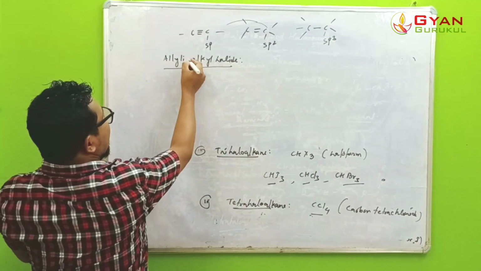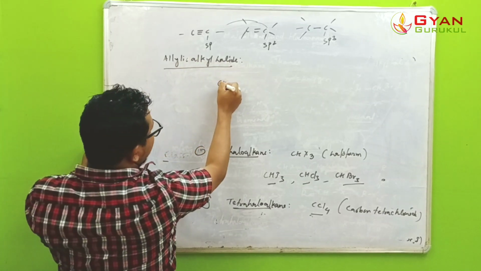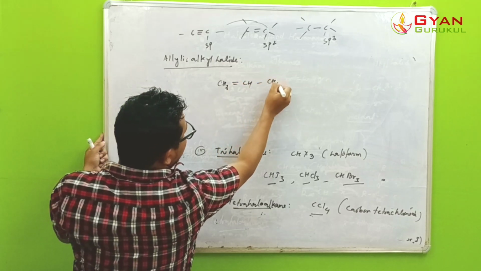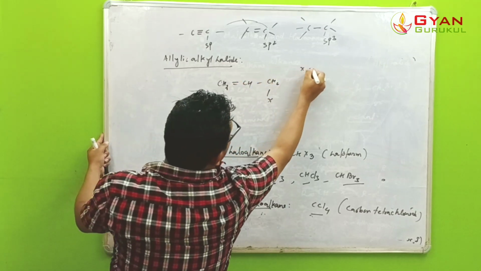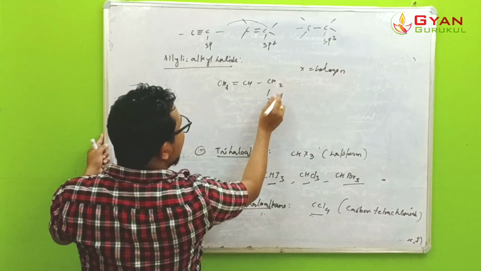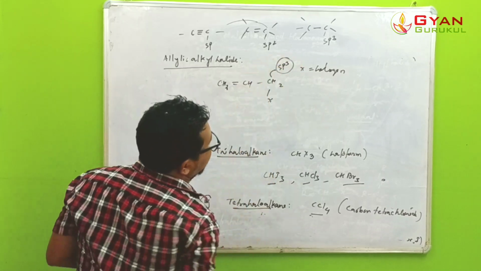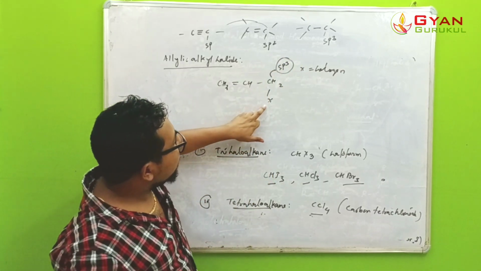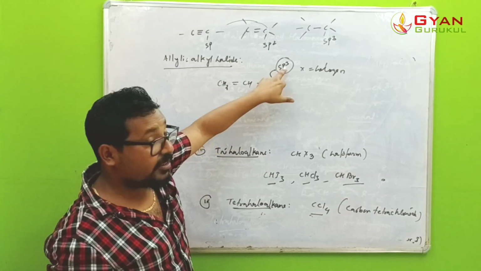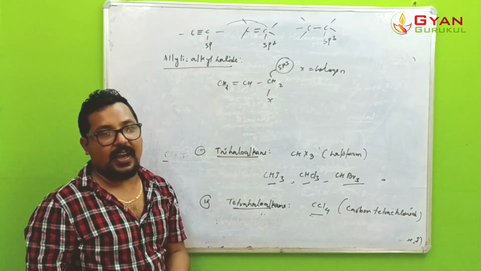So you see allylic alkyl halide. What kind of alkyl halide is called allylic alkyl halide? You see, like this one: CH2 double bond CH, CH2 X. Here X is always a halogen. This halogen is bonded with this carbon, which is sp3 hybridized. So you can say a halogen which is bonded with a carbon atom which is sp3 hybridized next to a carbon-carbon double bond is called allylic alkyl halide.